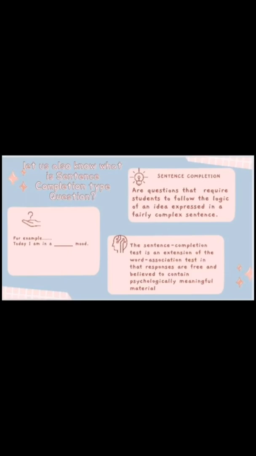A completion question requires students to follow the logic of an idea expressed in a fairly complex sentence. The correct answer is the word or set of words that, when placed in the blank, best fits the meaning of the sentence as a whole. For example, today I'm in a blank mood. As a projective test, the sentence completion test is an extension of the word association test in that responses are free and believed to contain psychologically meaningful material. In that way, we can determine the correct construction of grammar.